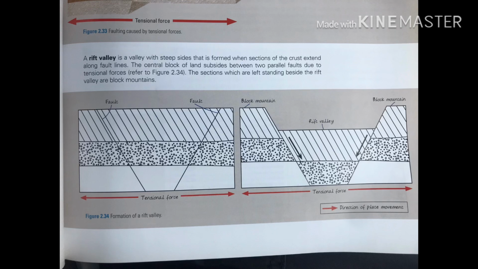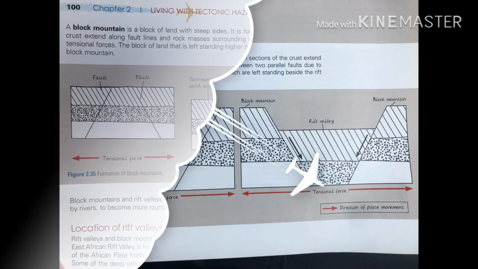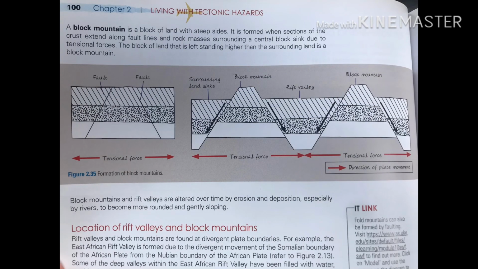Key to this diagram is the idea of tensional force pulling the plate apart, forming fractures. So think about it, if you're pulling a piece of rubber band along the two sides, it will snap, it will form a fracture. The piece in the middle will sink down and the overall shape is a depression. It will look like a rift valley.